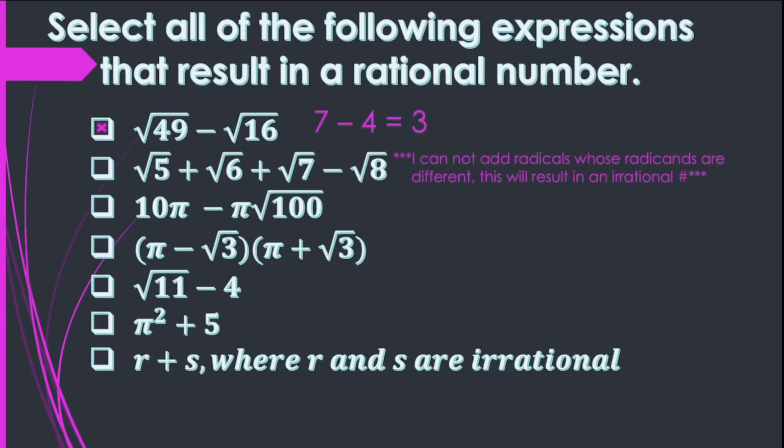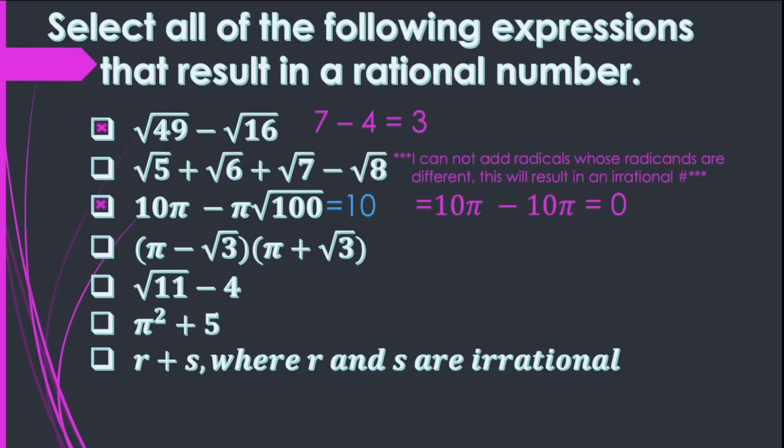Now be careful on this one. A lot of people would say, oh, pi, it's irrational, move on. But you got to look. Because you have 10 pi minus pi times the square root of 100. Well, what's the square root of 100? 10. So really you have 10 pi minus 10 pi, which is 0. Therefore, it's rational. So you have to slow down. You can't just look at one thing. You actually have to first simplify the expression and see if it works.